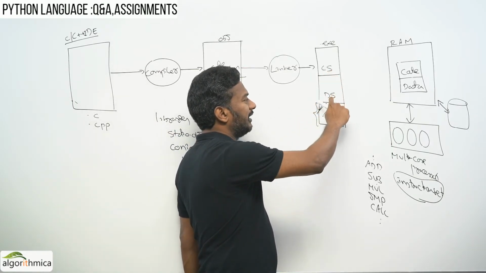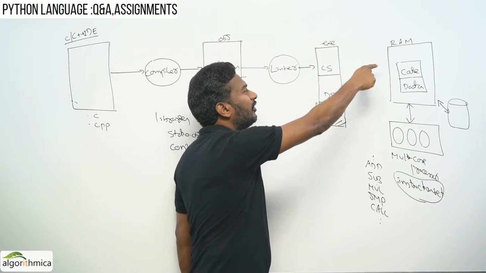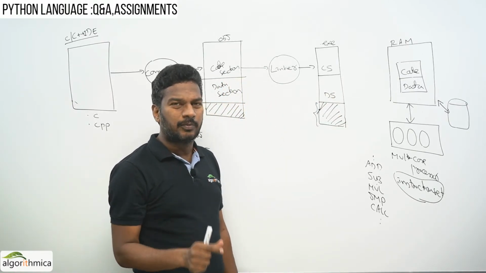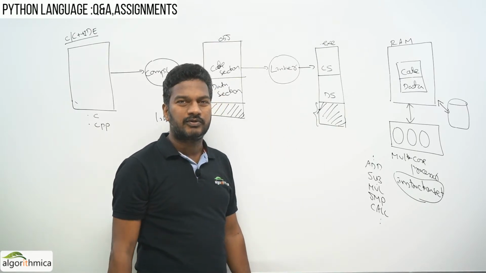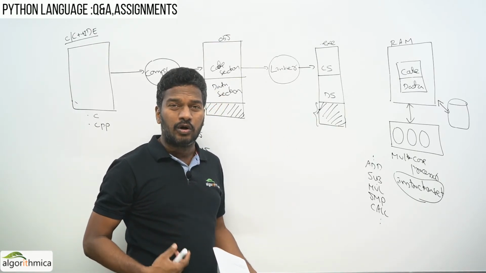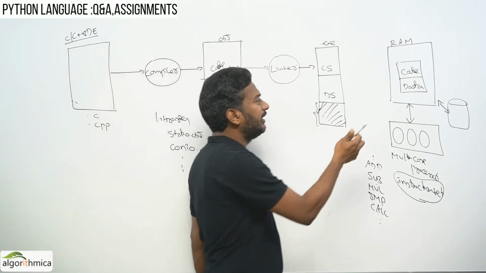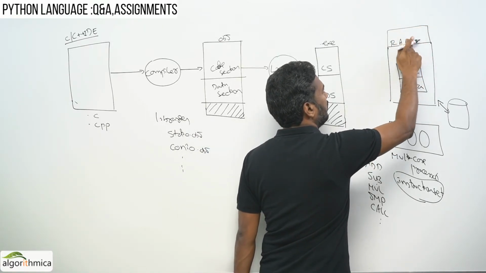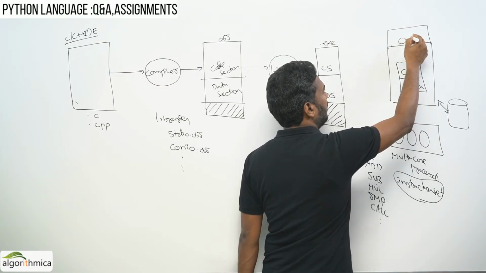Now we have the CS and DS, but how am I going to bring it to the RAM? This is still an exe file. I just want to execute the program, but where do I load it? We do not have any control over where to load it. That's where, in RAM, there is a special program called the operating system. Let me just write this operating system.